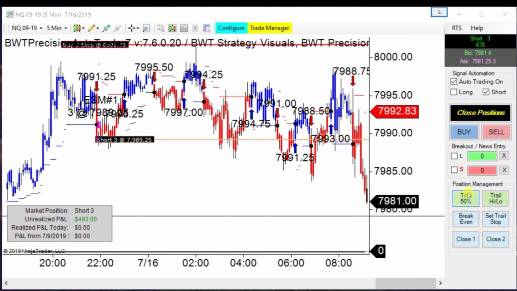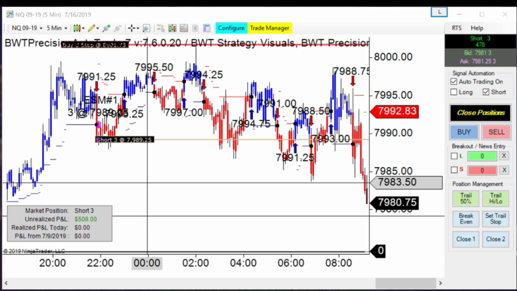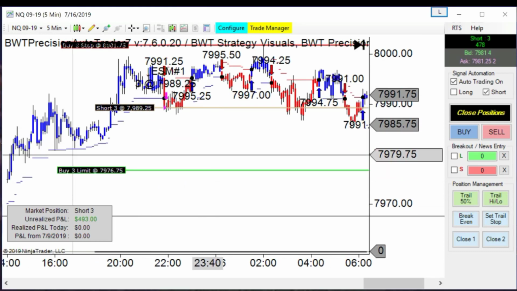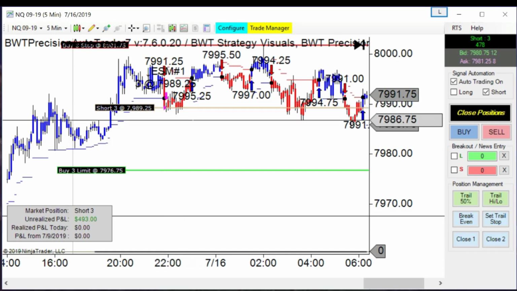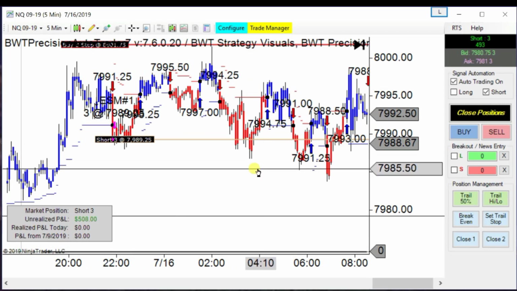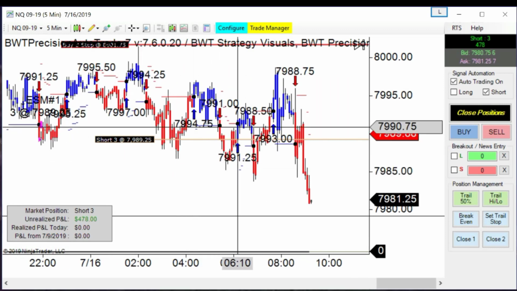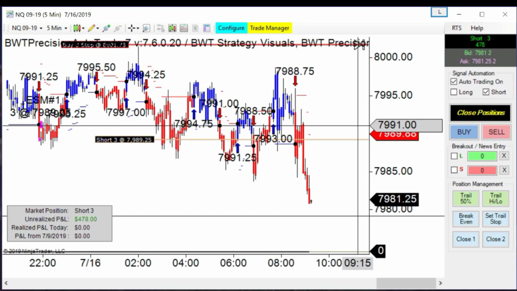So believe it or not, still in the same trade from last night. That is unbelievable. Got in right over here, right before 10 p.m. Stayed up a little bit, but then just went to bed and woke up this morning, still bouncing around, and now looks like we are finally making the move down.